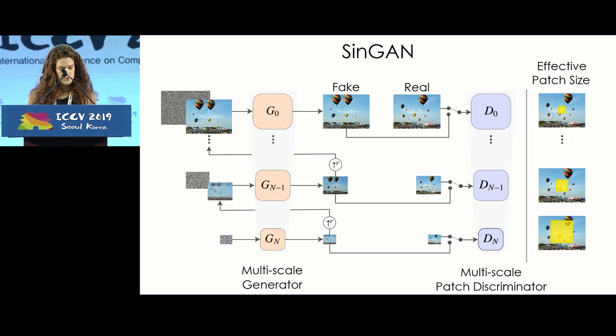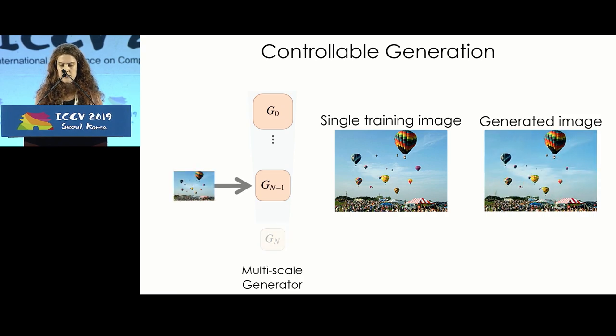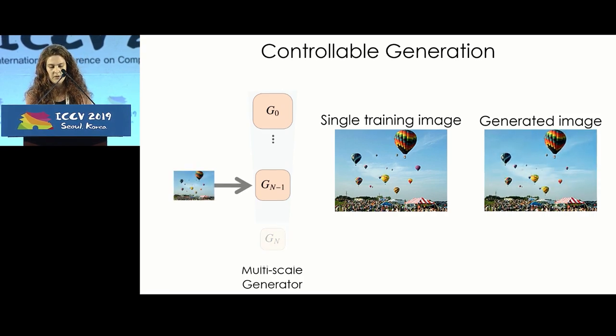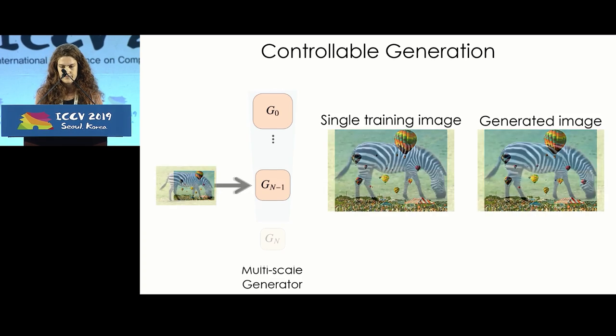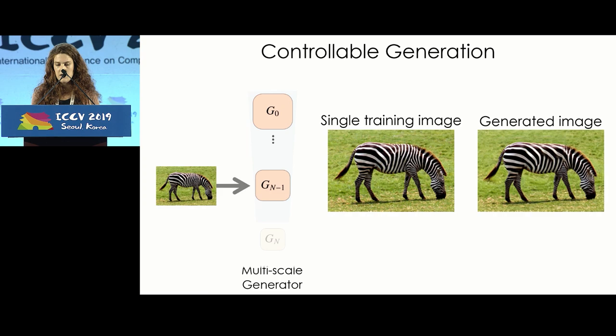The multi-scale architecture allows control over the diversity of the generated samples. When starting the generation from the coarsest scale, we get highly varied samples. However, we can start the generation from a finer scale and inject a downsampled version of the training image as an input. This way, we can modify only finer image features. This is useful when the image contains one large salient object and we want to keep its global structure intact. Here, for example, only the zebra stripes get modified.